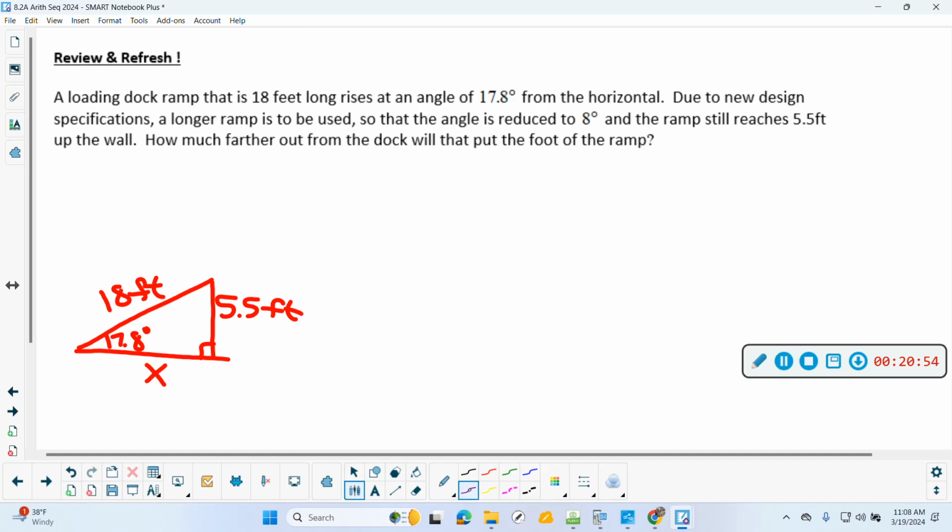Now we're going to talk about how you can find that in a minute. But here we go. We're doing a new design, a longer ramp. I don't know that it's 18 feet, it's longer. I don't know what it is, whatever, okay. 8-degree angle, teeny tiny, not drawn to scale. I know the ramp's longer, whatever. It still is the 5.5 feet up the wall. How much further out from the dock? So I need to still find this horizontal side. And then I just have to figure out, once I get that answer in this one, how much more did you have to add for their second answer? Well, let's get these answers first.